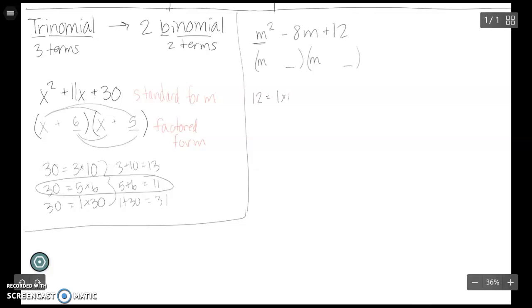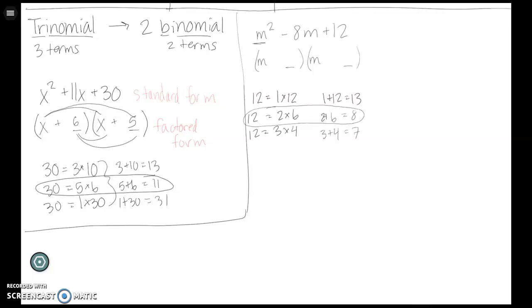I could do 1 times 12. I could do 2 times 6. Or I could do 3 times 4. Okay, so let's add these up and see if we get 8 with any of them. If I do 1 plus 12, I get 13. 2 plus 6, that is an 8, not a 6. 2 plus 6 equals 8. 3 plus 4 equals 7. So I notice that this 2 and this 6, they give me 8.